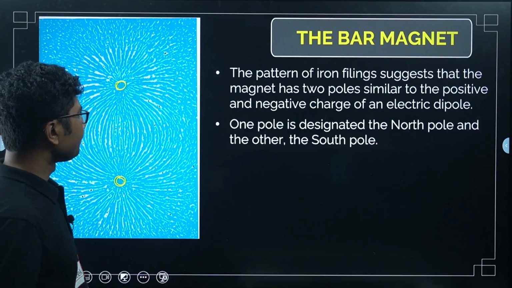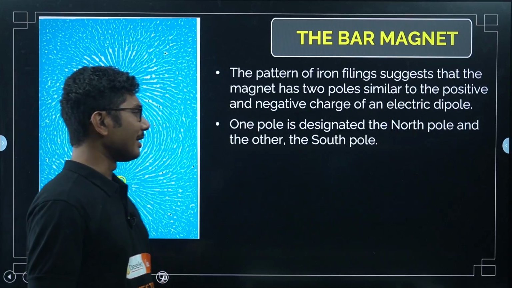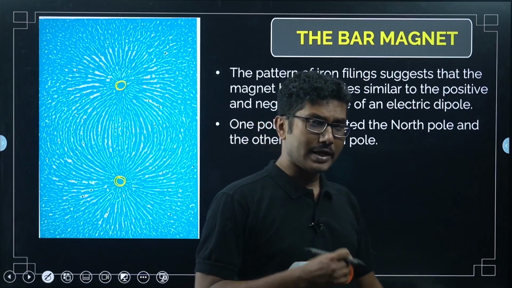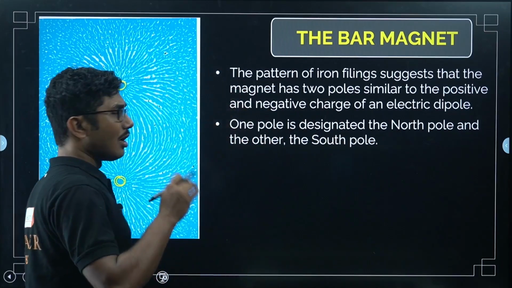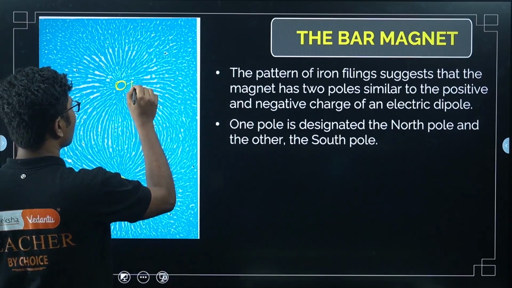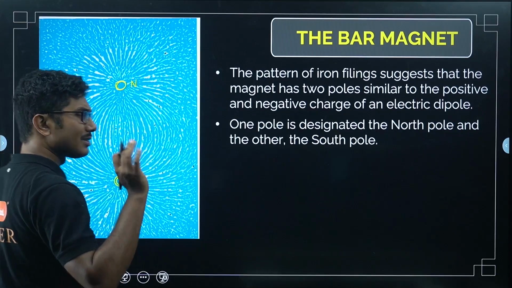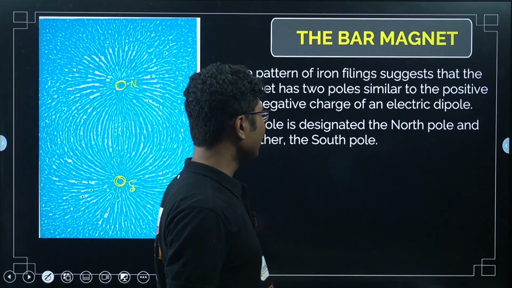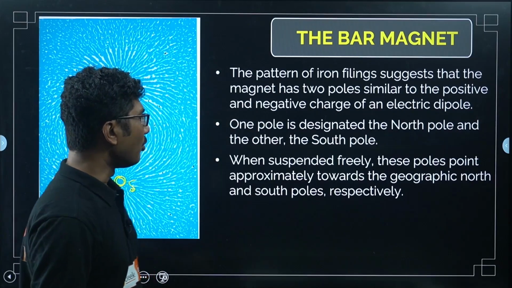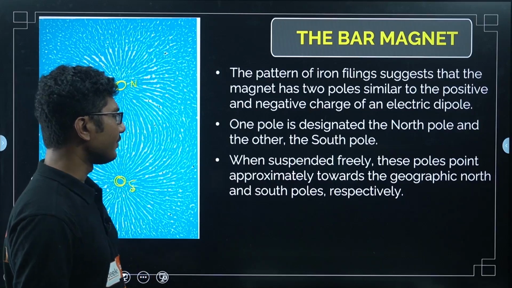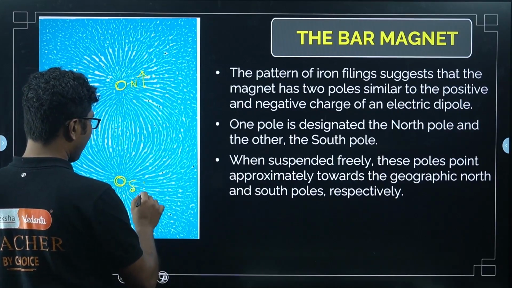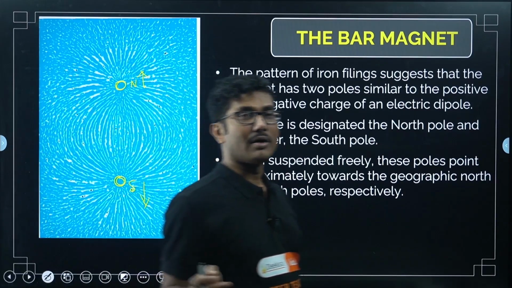Now let's move on. One pole is designated the north pole and the other is the south pole. From this diagram it is very difficult to identify which is the north pole and which is the south pole, but one of them is north and one of them is south. For convenience, let us assume this is the north pole and this is the south pole. Now, when suspended freely, these poles point approximately towards the geographic north and south poles respectively. As I said, this will point towards geographic north, this will point towards geographic south.